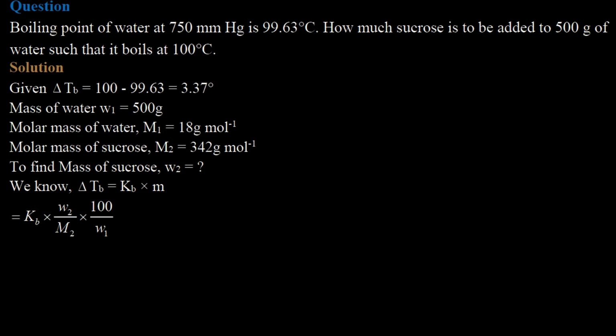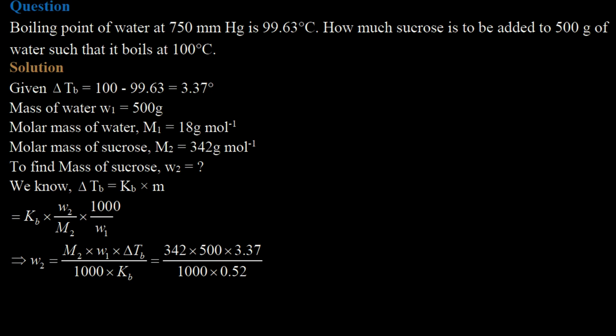M is molality. So delta TB is equal to Kb into molality, which is the number of moles of the solute, W2 by M2, divided by the mass of the solvent into 1000. So the mass of the solvent is divided by 1000 to convert it into kg. So when it goes to the numerator, it becomes 1000.